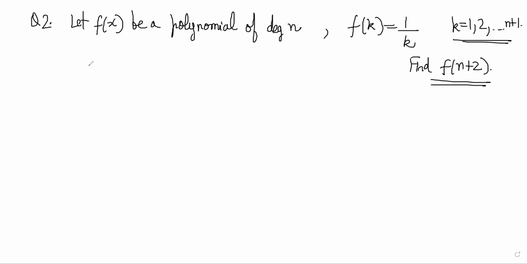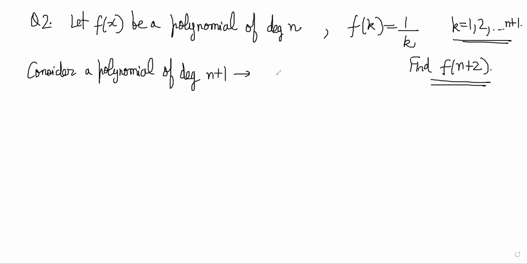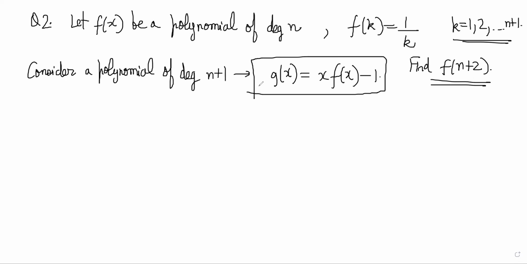You can use the same two methods that we discussed previously in this question as well. However, there is a simpler and direct way. We'll use the direct way. So consider a polynomial of degree n plus 1, and that is called your g of x. G of x is defined as x times f of x minus 1, and because f of x has degree n, g of x has degree n plus 1.